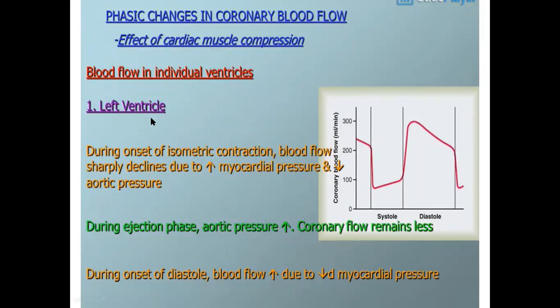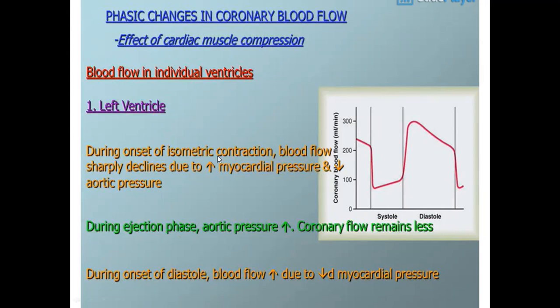Now, blood flow in individual ventricles. The left ventricle is the most powerful pump of the heart. Why? Because that is where the blood enters the aorta. The aorta is the largest artery. We have the two ventricles, the left and the right. The right one just pumps blood into the pulmonary artery, but the left one is pumping blood into the aorta, which is the large artery. So the muscles in the left ventricle are bulkier, thicker, than those in the right ventricle. So we have a stronger pump on the left ventricle.